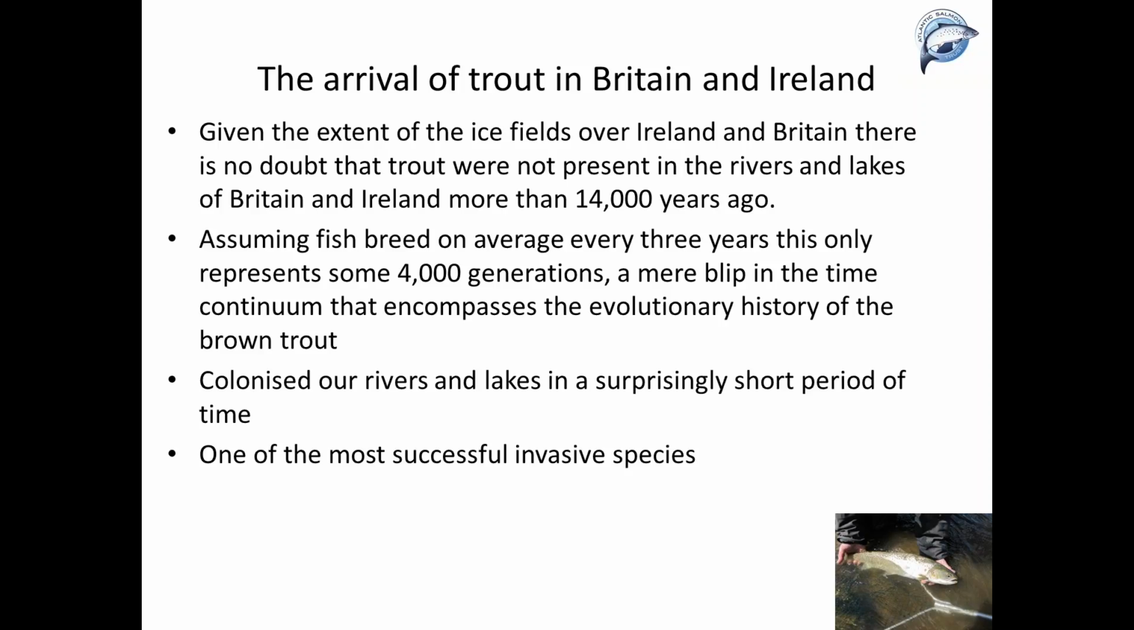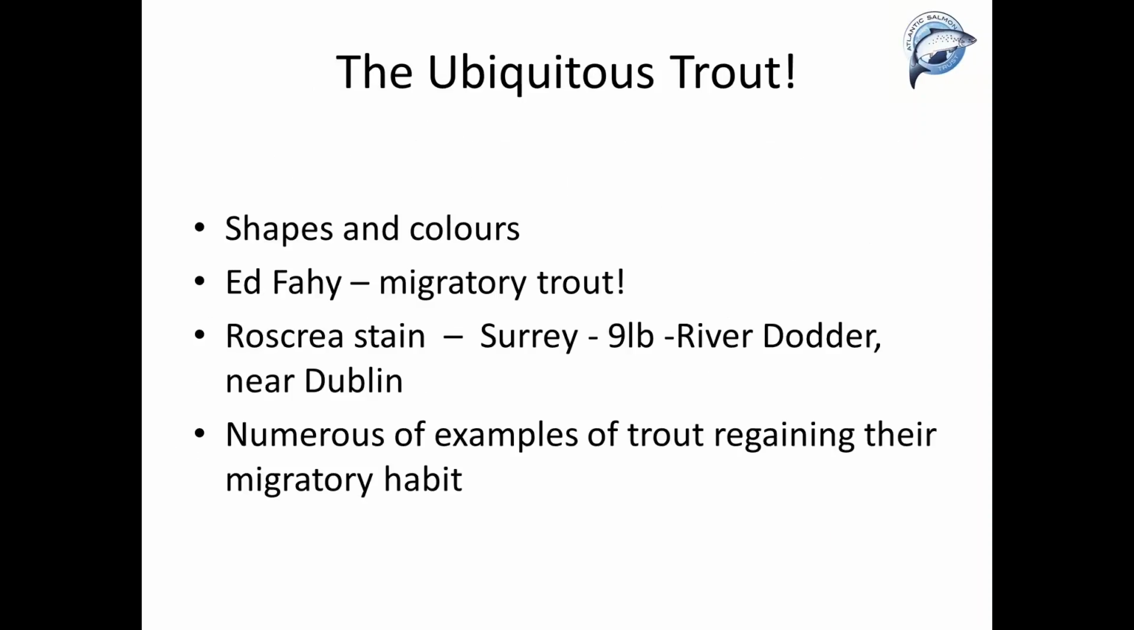So the brown trout is one of the most adaptable creatures. I thought it might be interesting just to have a look at some of the shapes and colors that these fish can acquire. It's very important as well to take the advice of a friend of mine, Ed Fahey, who wrote a wonderful book about 20 years ago on the sea trout. In that, Ed advised us to forget about the coating. It doesn't matter whether a trout is silver or whether it's brown. They're fundamentally all the same species.